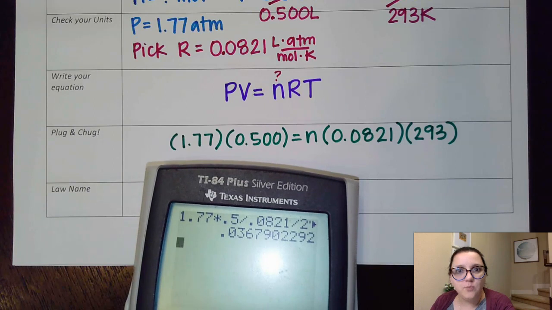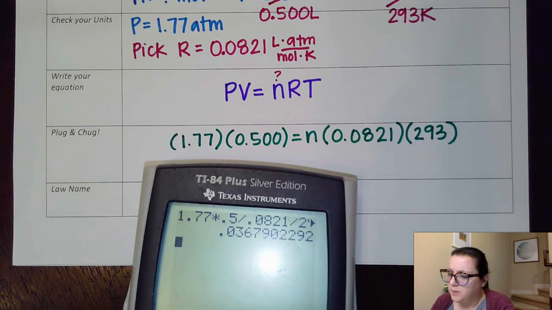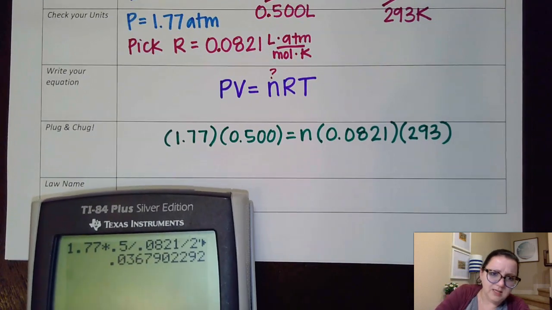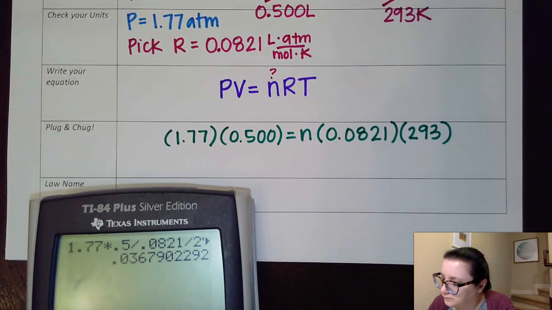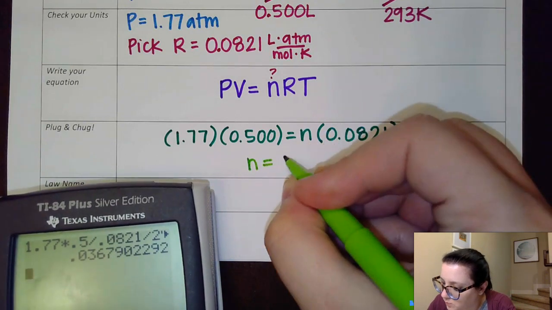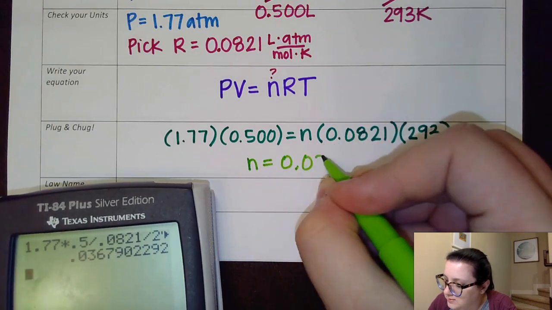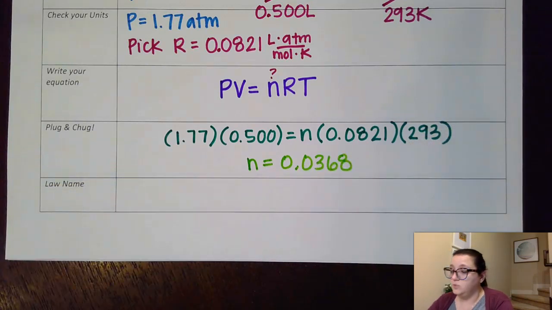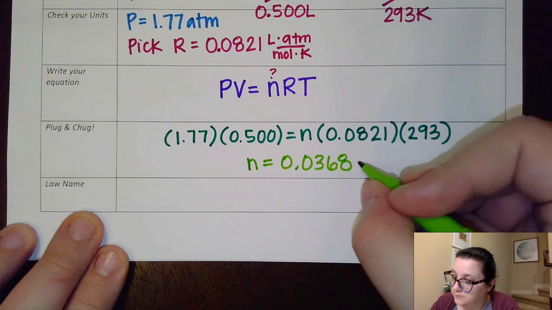And that gets me this variable right here, 0.03679002. I'm going to round for sig figs. I noticed all my original numbers had 3 sig figs, so 3 sig figs seems appropriate here. We were solving for N, so this is going to be 0.0368, and we were trying to solve here for the moles.